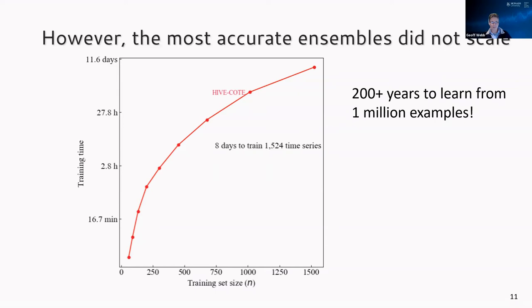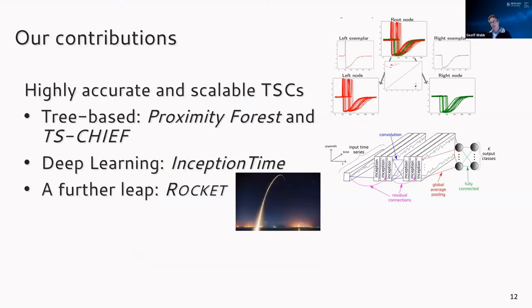So for one of our satellite image classification tasks, where we had 1 million examples, that's a very small Earth observation task. To do the entire Earth's surface with the particular satellite that this one is drawn from is 1.5 trillion examples, so many, many, many orders of magnitude greater than this. But Hive Code applied to this problem took 8 days for 1,500 time series, and we estimated it would take over 200 years to learn from all 1 million examples. So clearly it wasn't going to be useful for our Earth observation task.